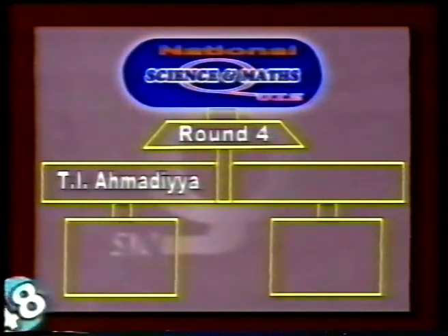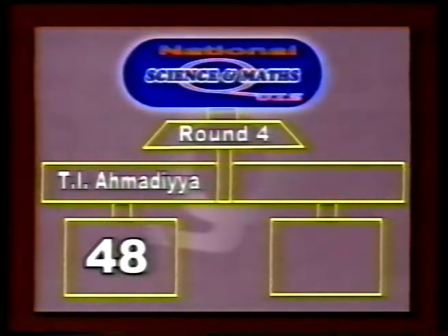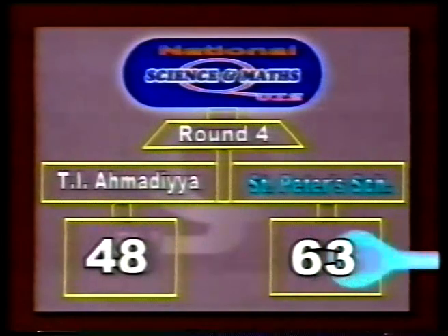At the end of the 4th round, T.I. Ahmadiyya Secondary School has 48 points, St. Peter's Secondary School has 63 points. And now to the final round of the contest. You know the rules. We'll move straight into the first part of round 5.